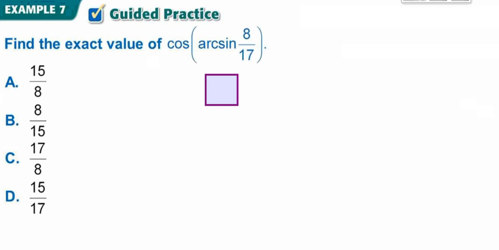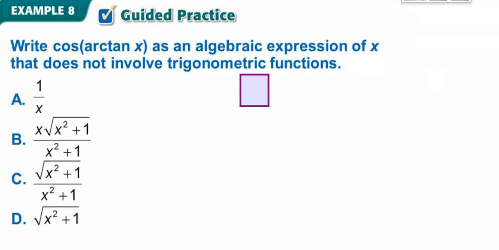What is the cosine of the arc sine of 8/17? D, right? And so for that one, you're doing this, the sine, so it's 8 and 17. What is that, 15, right? Okay, and then the cosine of that, 15 over 17. Number 8.